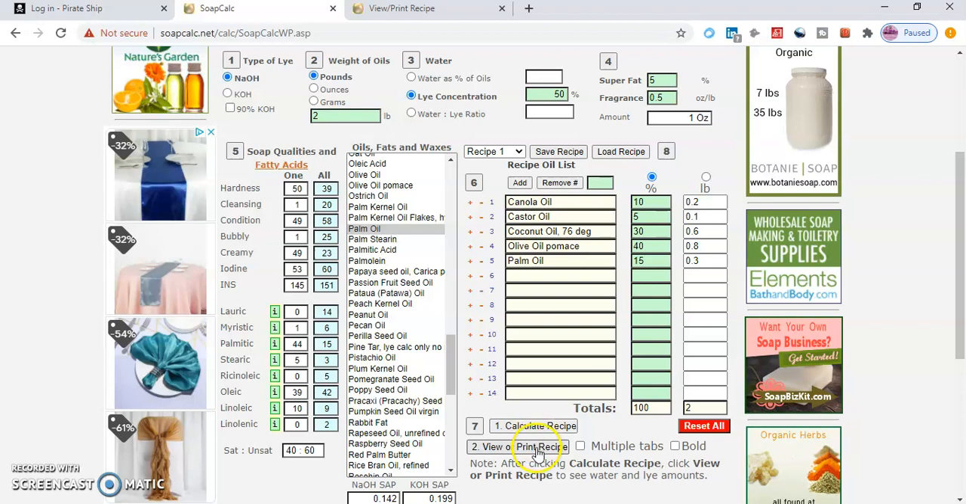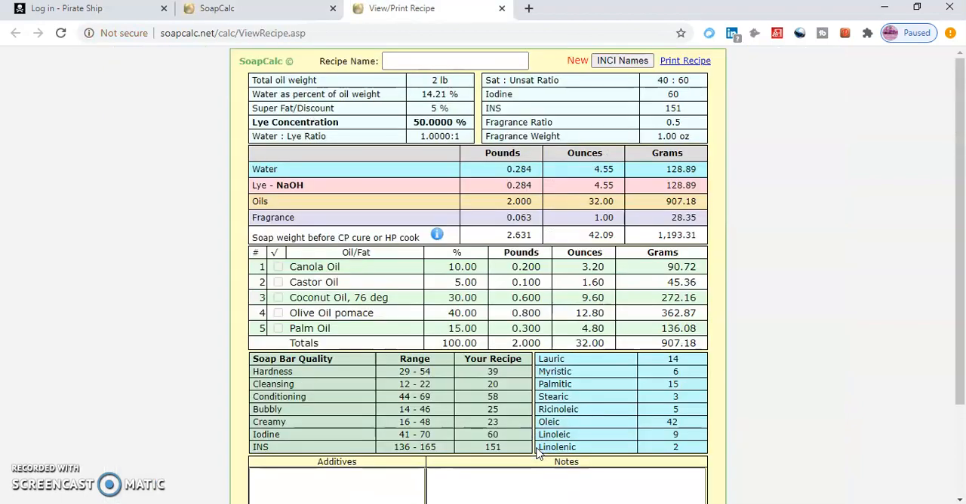We're going to click calculate recipe and we'll click view. Now, as you can see, we have a 2 pound recipe. The water as a percent of oils, now that we've made this change, you can see it's different, and it is 14.21, still at a 5% super fat, but look, our lye concentration has changed. So now our water lye ratio is 1 to 1. Okay, so now we basically have equal parts lye, equal parts water.